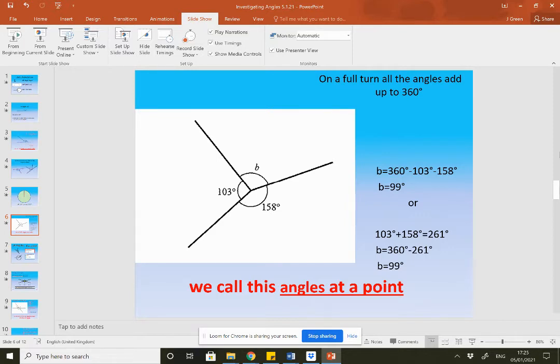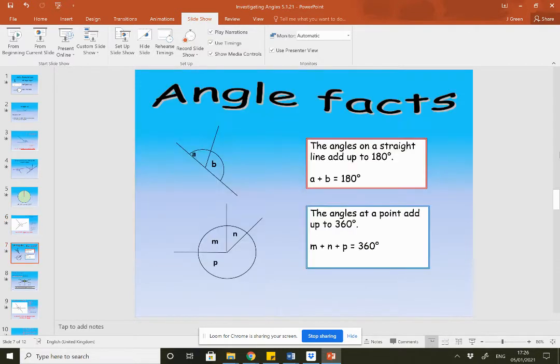We've got two angles already, 103 and 158. They would total 261. Miss Beresford, what would we do, therefore, to work out angle B? Well, we take 360 and we take away 261 from it to get the gap. It's good, isn't it? Yep. And the answer would be 99. We're finding the difference. We're using all sorts of mathematical language. Well done.